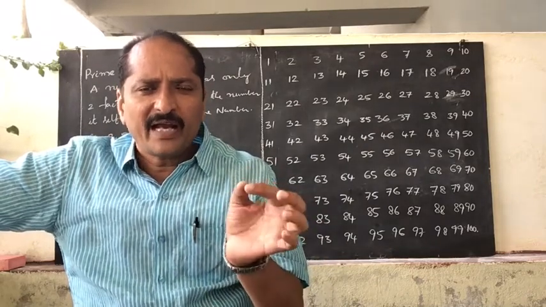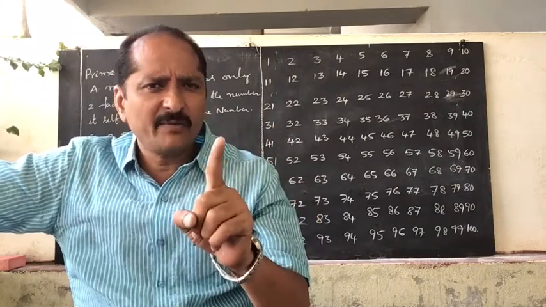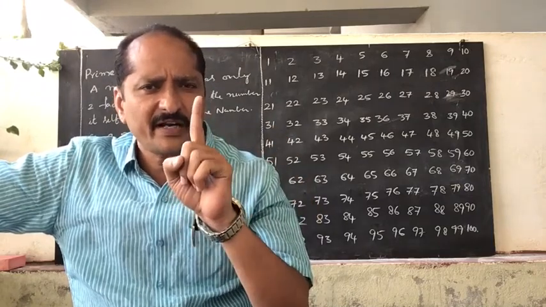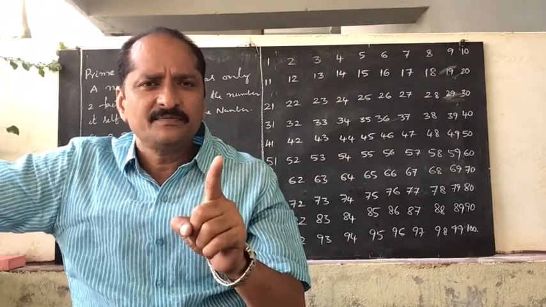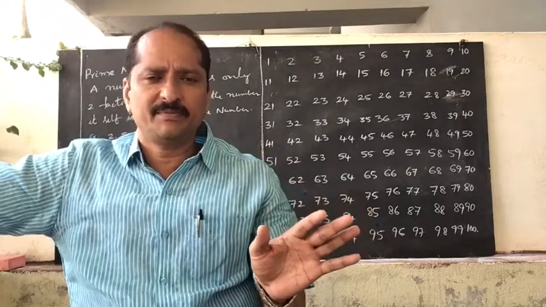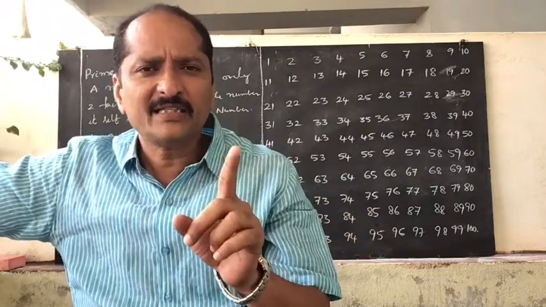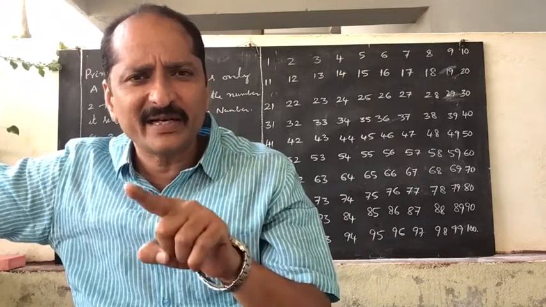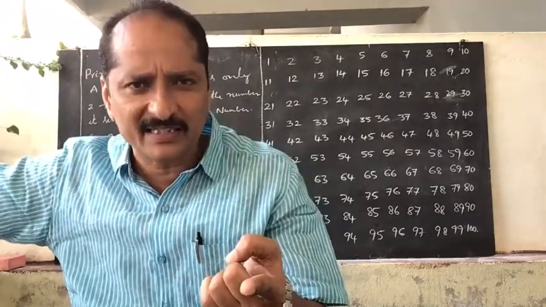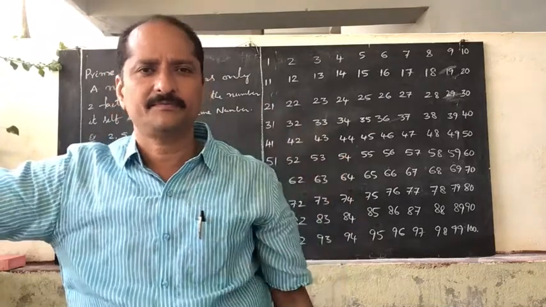If a number has only two factors, that is, one is a factor of every number, we know that. One is a factor of every number, and for every number, the number itself is also a factor. That means one and the number itself. If a number has only one and the number itself as factors, that number is known as a prime number.